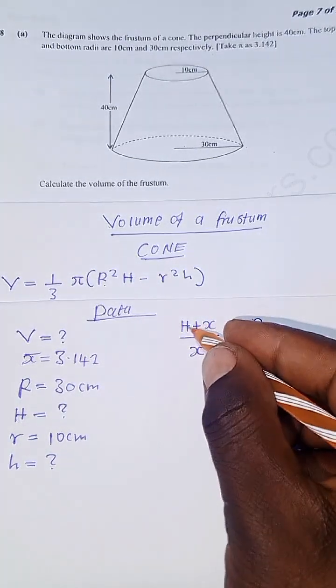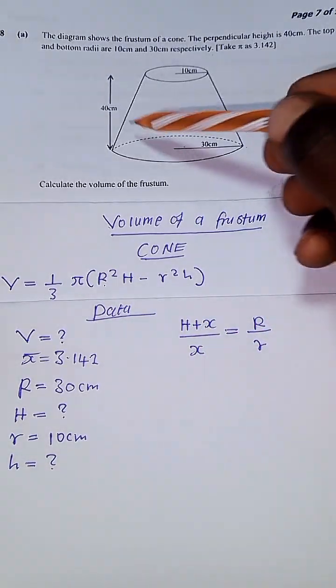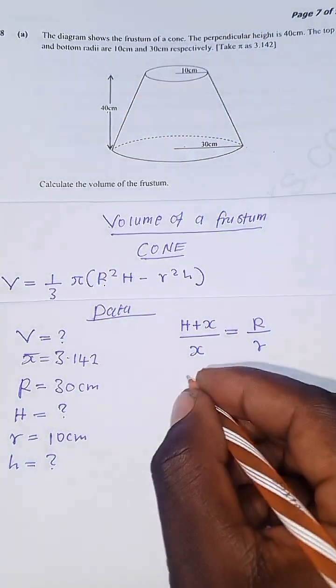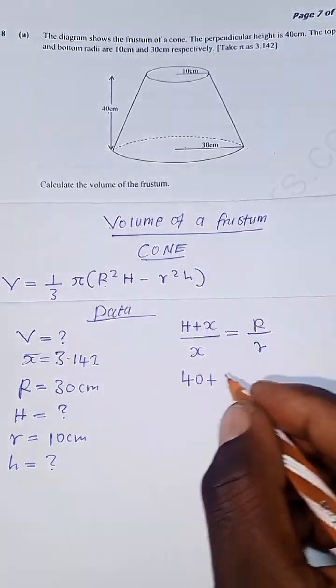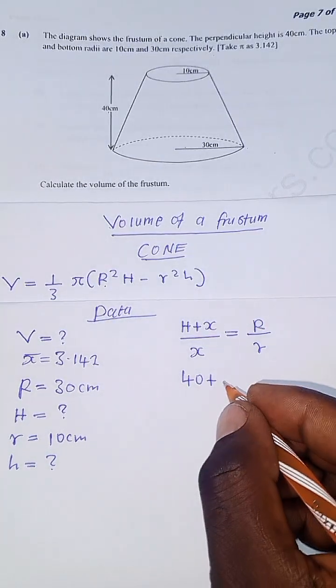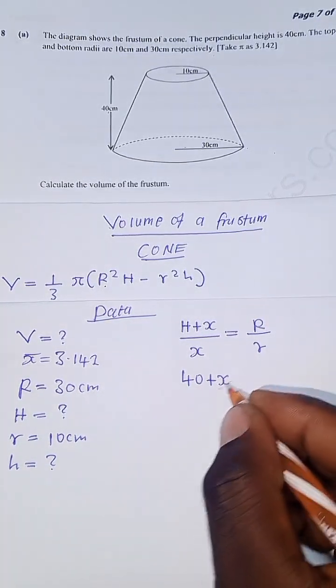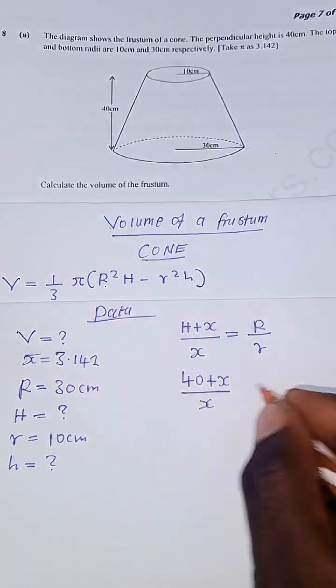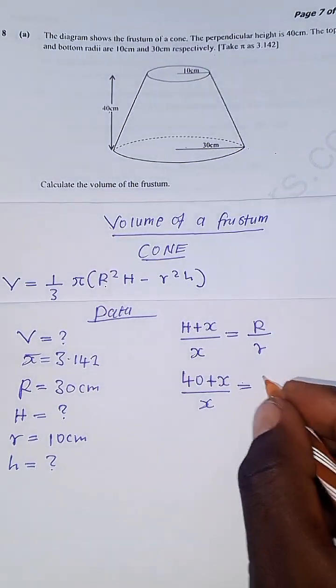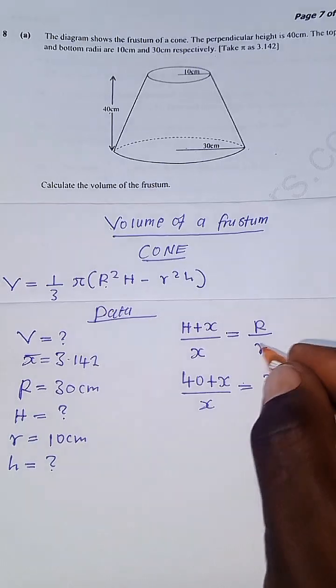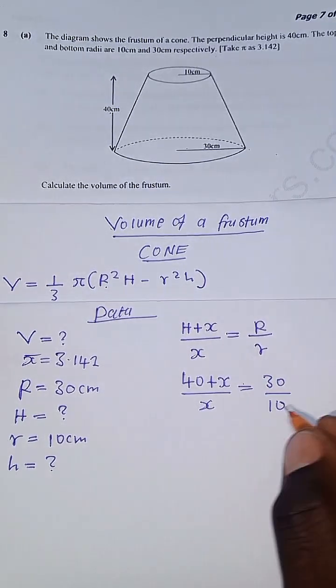This h represents the height of a frustum, which we have been given as 40. So we are going to say 40 plus x, where x represents the height of the part that has been cut that we have not been given, over x equals the bigger radius, which we have been given as 30, over the smaller radius, which we have been given as 10.